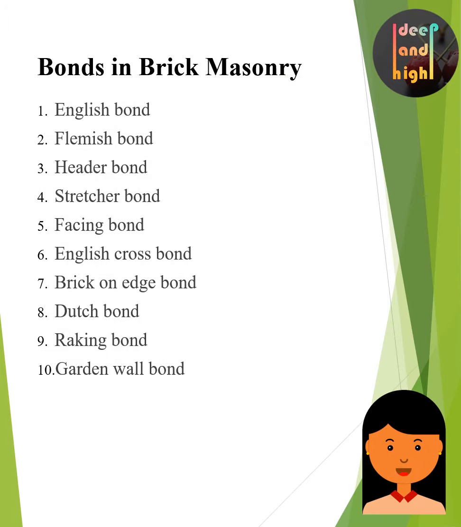Based on the need and width of walls, there are some types of bond used in brick masonry. They are English bond, Flemish bond, header bond, stretcher bond, facing bond, English cross bond, brick on edge bond, Dutch bond, raking bond, and garden wall bond. Among these bonds, English bond is considered the strongest bond. Flemish bond gives good appearance, but does not give strength compared to English bond.